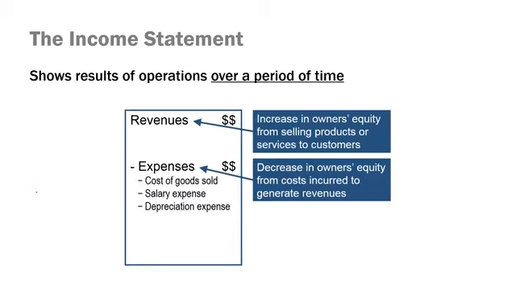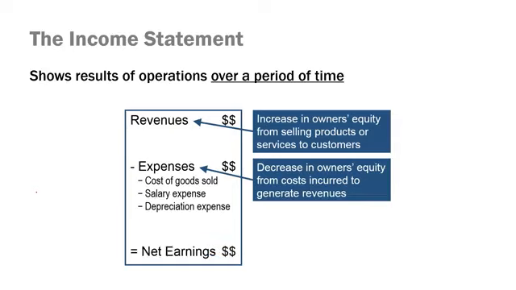Some examples would be cost of goods sold. So if a company is in the business of selling products to customers, the cost of goods sold will tell us the cost of the products that were sold to the customers. Or perhaps salary expense, the cost that we have incurred to pay the people that work for us. Or another example is depreciation expense, which is the cost of using buildings and equipment during the current period of the income statement to generate revenues during that period.